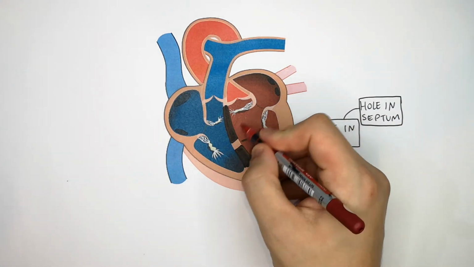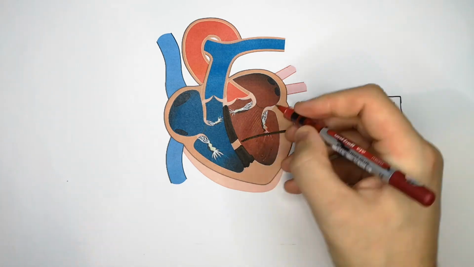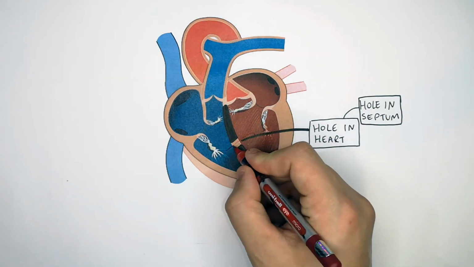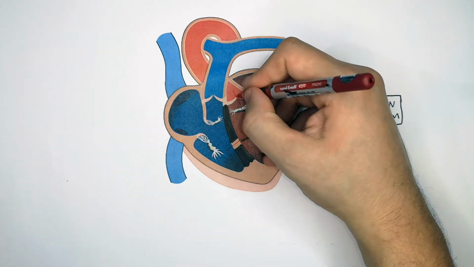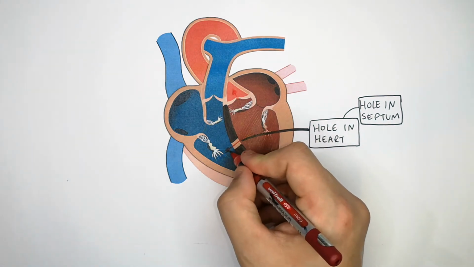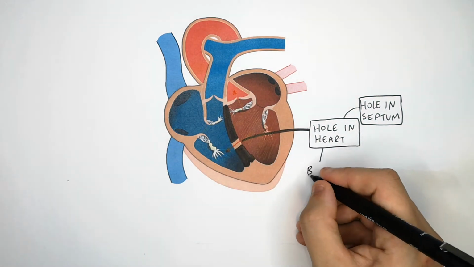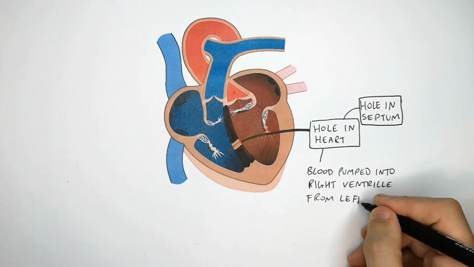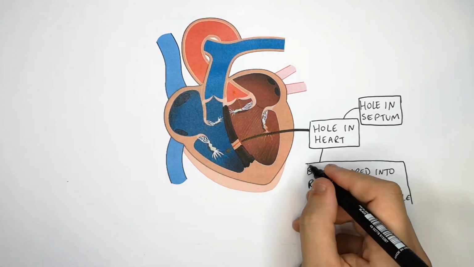So when blood fills the left ventricle and the left ventricle contracts, this forces blood into the right side of the heart and into the aorta when it should only be entering the aorta. So blood is not only pumped into the aorta, it is also pumped from the left ventricle into the right ventricle through the hole in the septum.